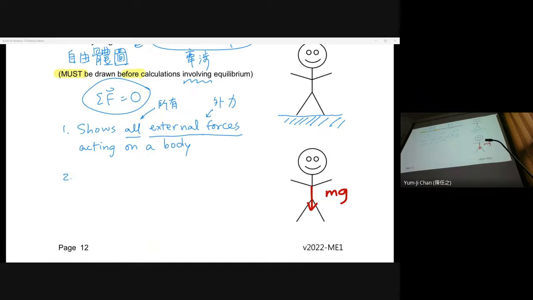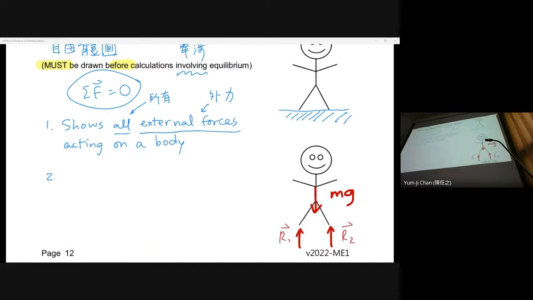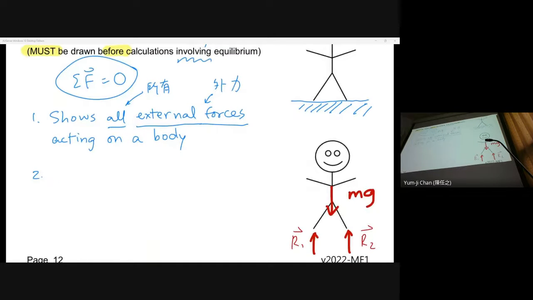So we have the 2 feet. So we have R1 and R2, right? You should have learned this in physics. And of course, we are doing much more difficult problems than this one.